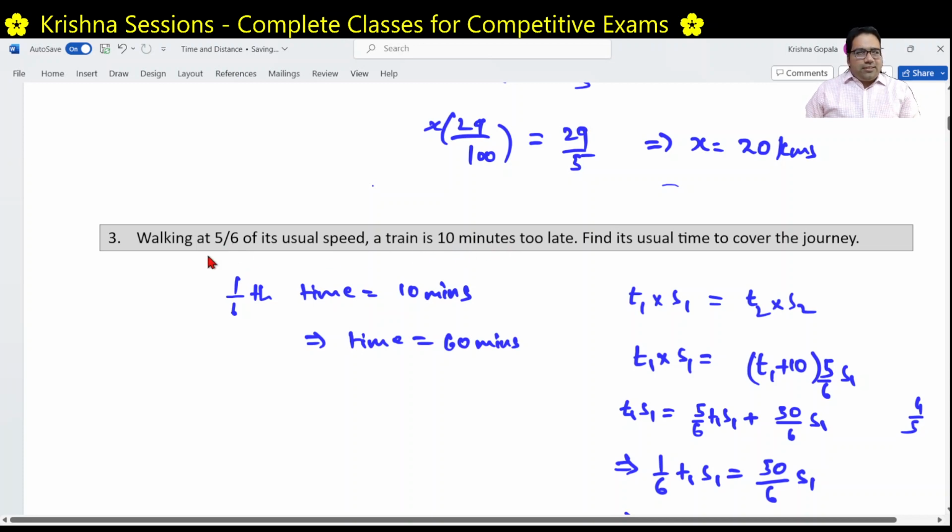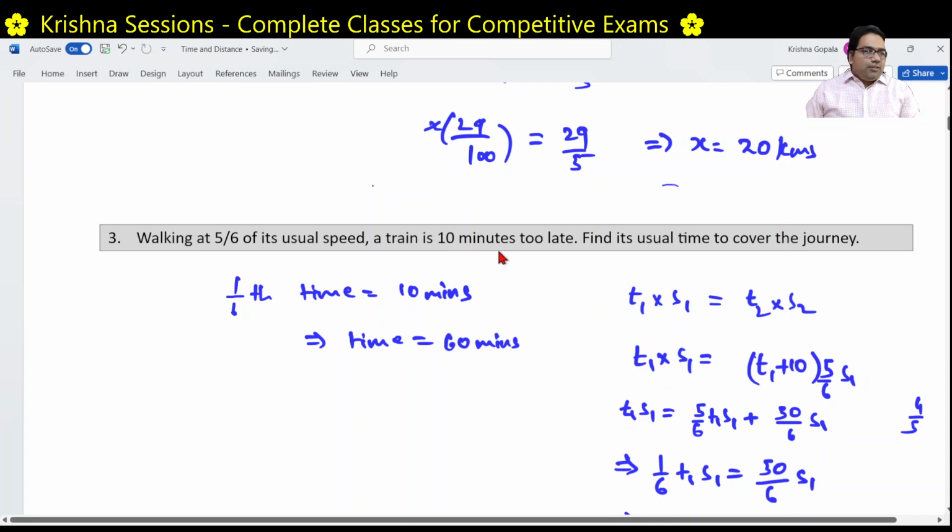Okay. So this distance is the same, right? In the original time and original speed versus 5 by 6th of the speed and 10 minutes late. So what does that mean? If 5 by 6th of the original speed. Okay, so let's assume speed 1 and speed 2. In the original speed, let's assume it is taking t1 time. Speed 1 into t1 is equal to, in the second case, the train is 10 minutes late.